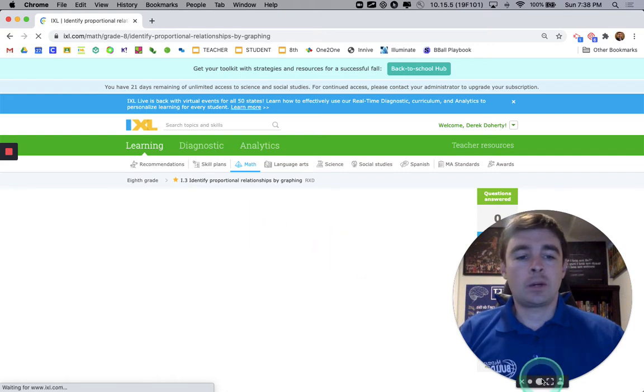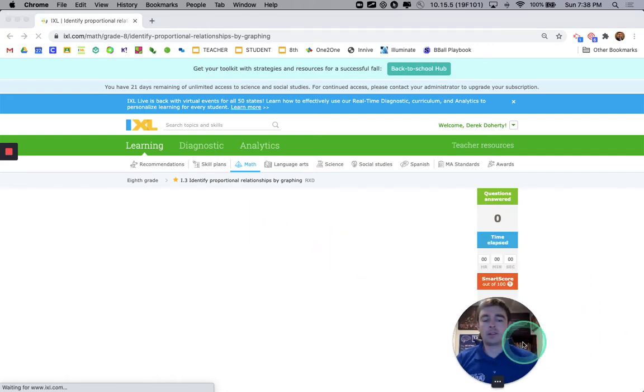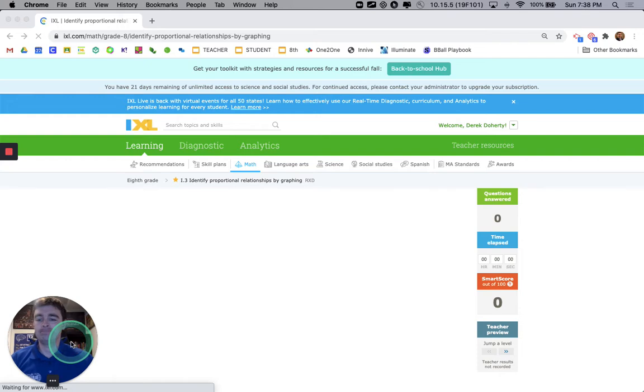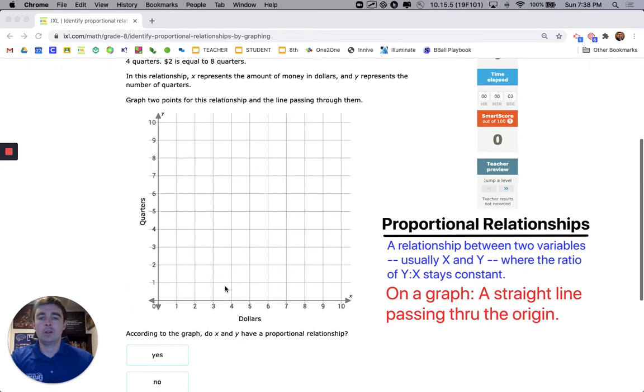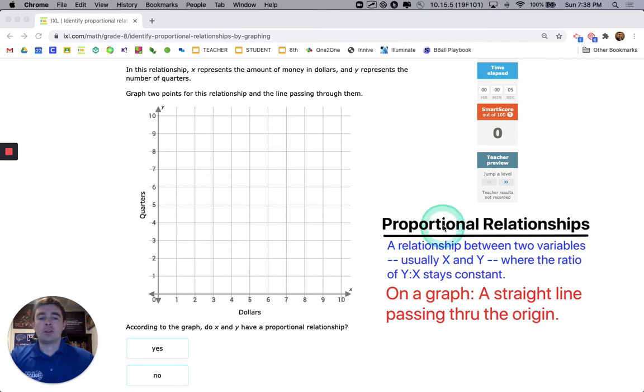So as this is loading up on the screen, we'll reposition this out of the way. And we're going to bring some notes onto the screen as well. So I'm going to talk about these notes first, then we'll get into the problem. Again, we're focused here on proportional relationships.